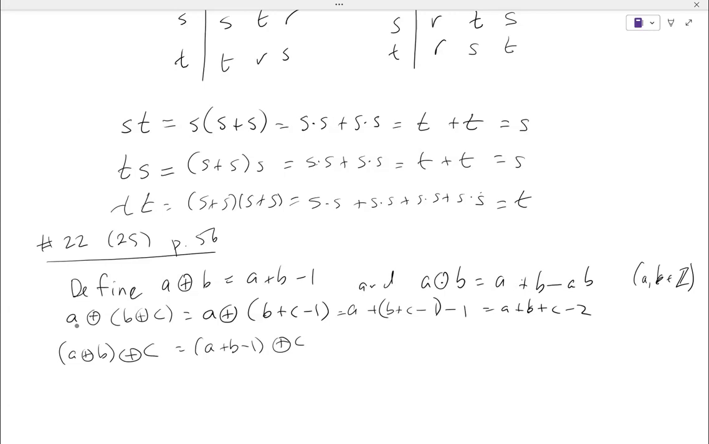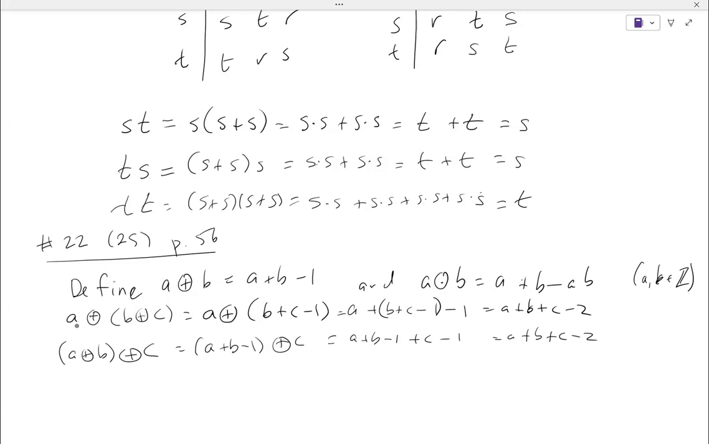And if we do the other way, if we do a circle plus b, we get the a plus b minus 1. Add it to c, what do you get? A plus B minus 1 plus C minus 1. Good. Yeah, a plus b minus 1 plus c minus 1, which is the same. So we really do get associativity. And you could do the exact same thing for multiplication.